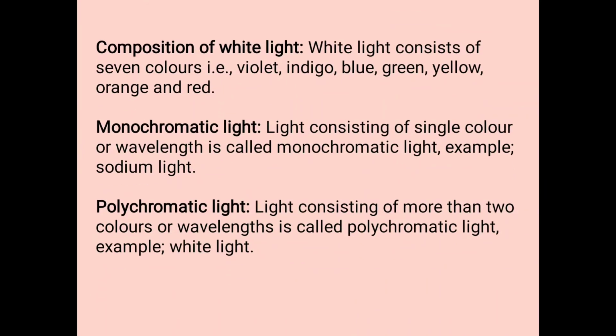So we have seen here that white light is a combination of 7 different colors. They are violet, indigo, blue, green, yellow, orange and red. Okay, so what is monochromatic light?